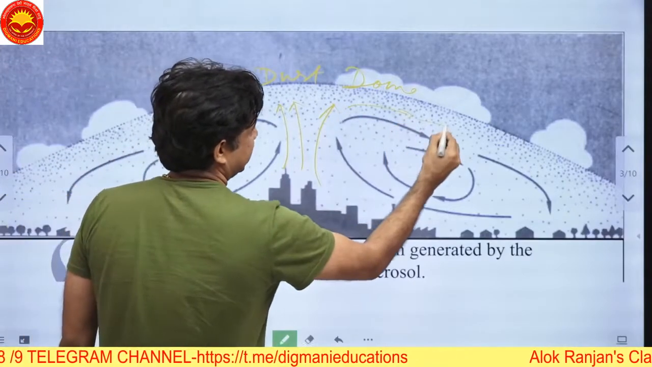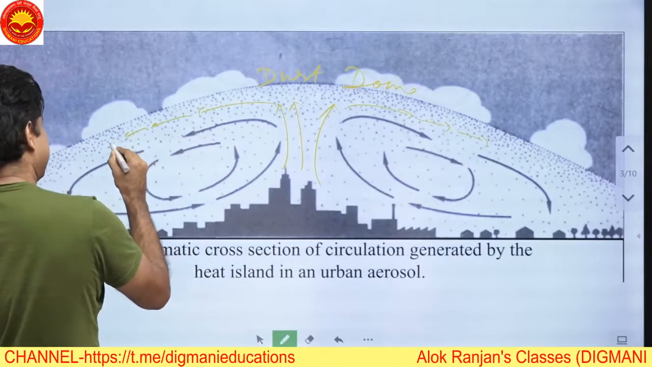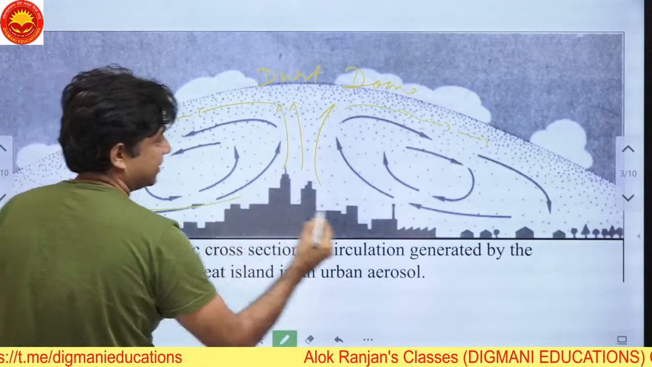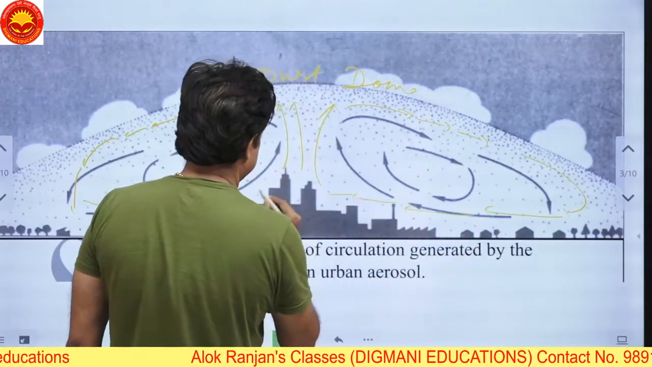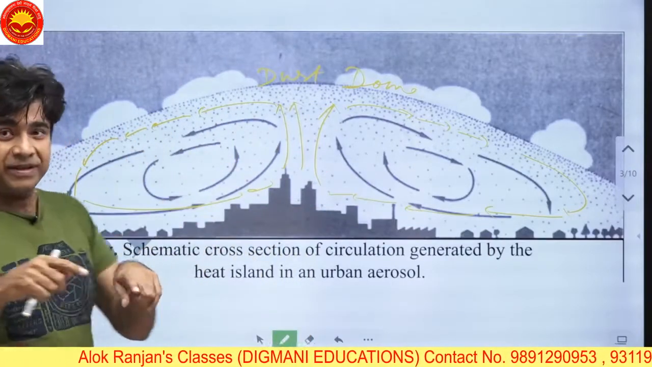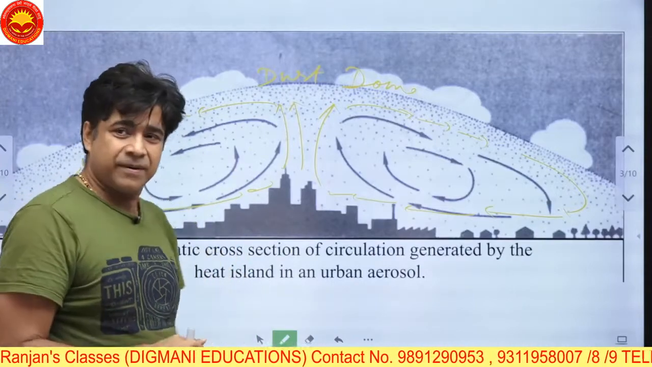Then there is an air transport away from the city, and as the air cools, it sinks, and this is how the breezes are coming towards the heat islands. Just look at this phenomenon. Look at the breezes and look at how the circulation has become cellular.